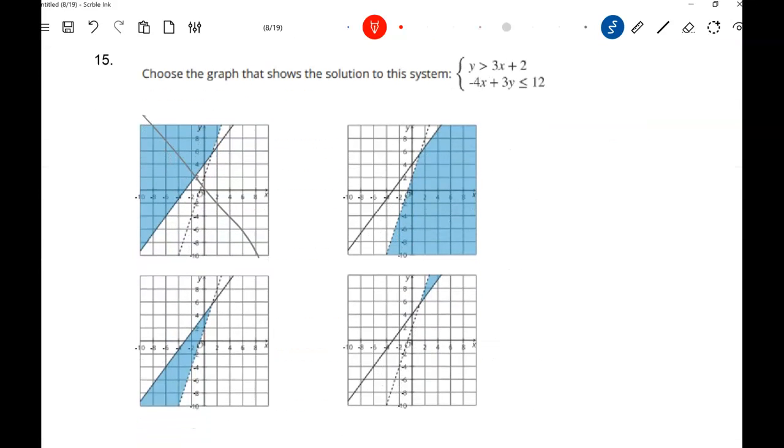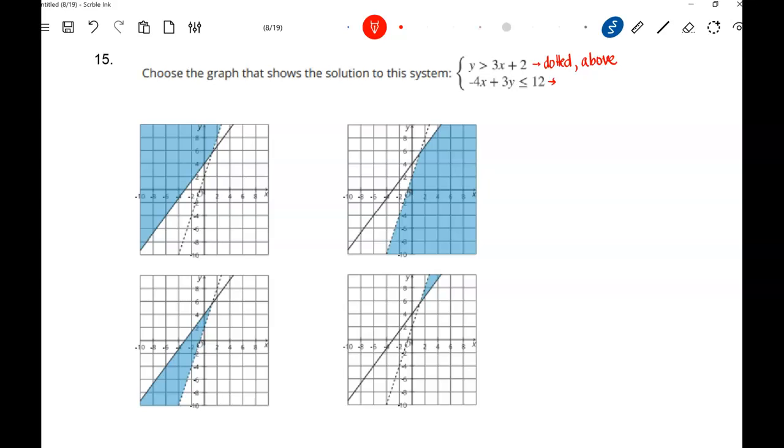Okay, number 15 says choose the graph that represents or shows the solution to this system. Okay, so first of all, this inequality is going to be a dotted line because it is just greater than, and it's going to be shaded above.